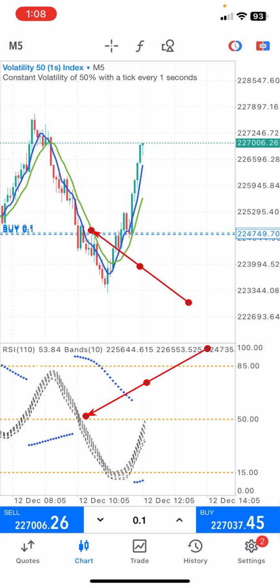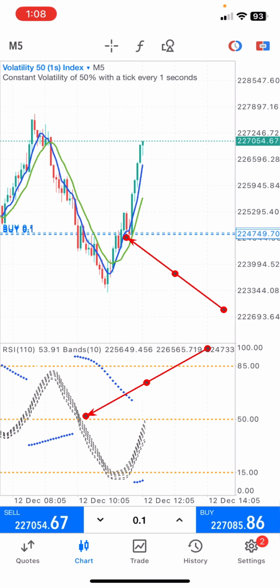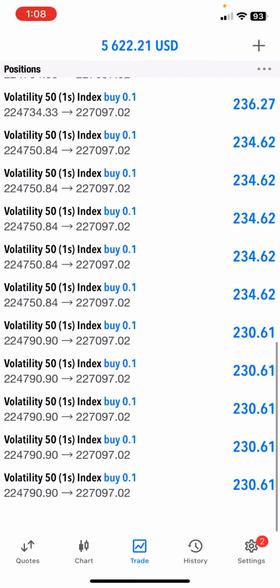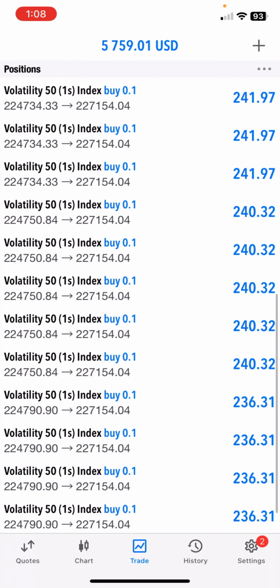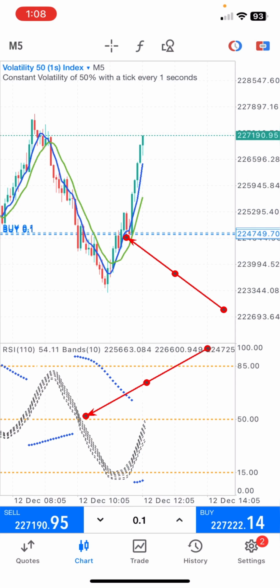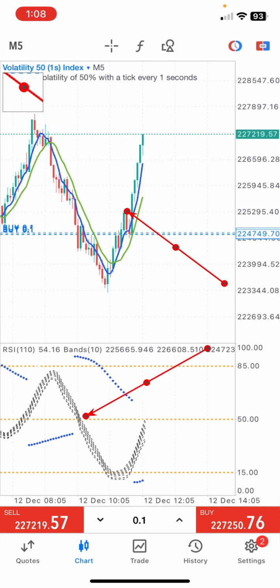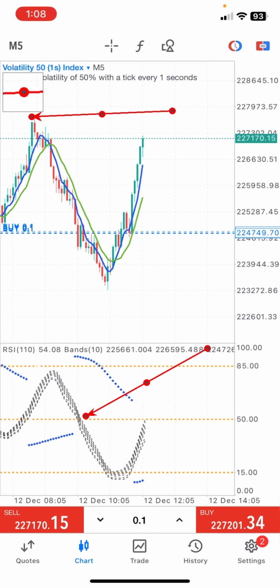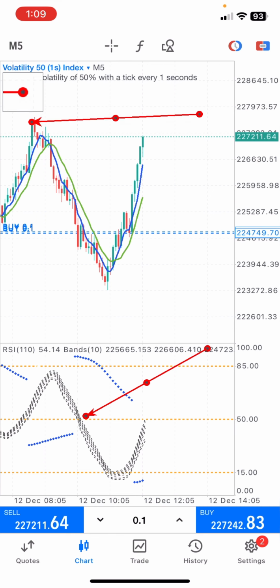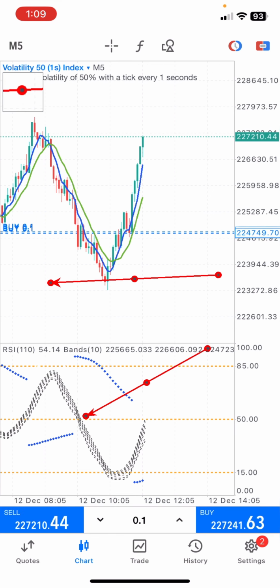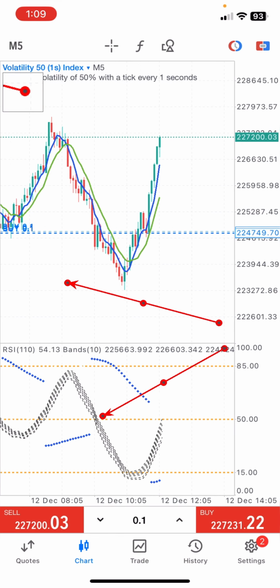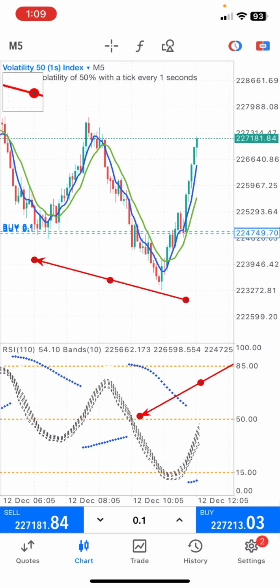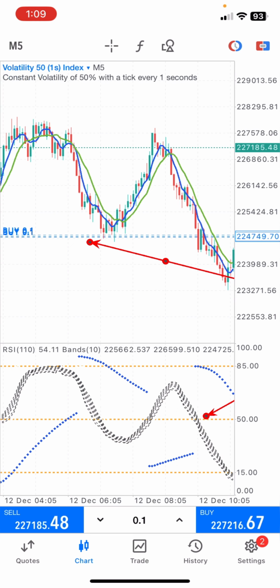That is for buy signals for this strategy, and that's how I was able to catch this move right here. You can see I'm already up $5,000 plus with this crazy move in the market. I'm expecting to take my profits when it hits this resistance area. So that is for buy. Now for sell trades.